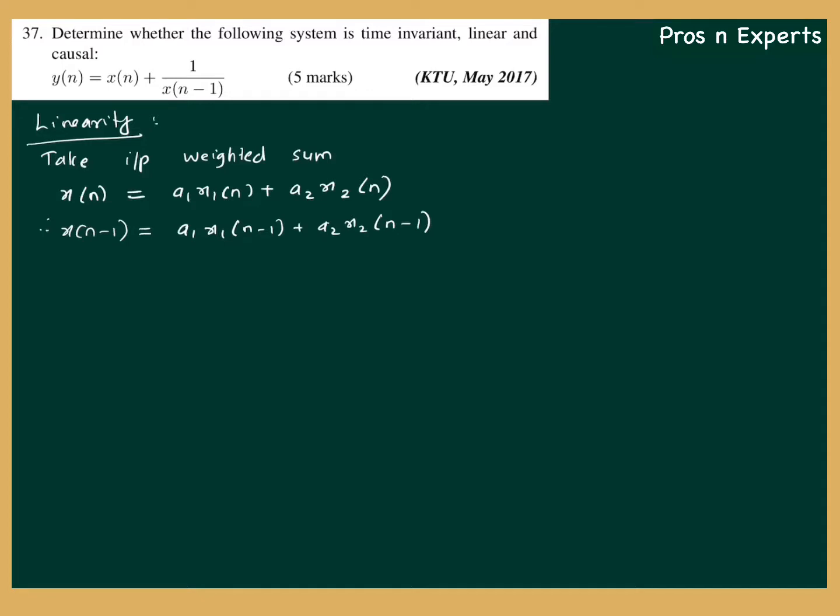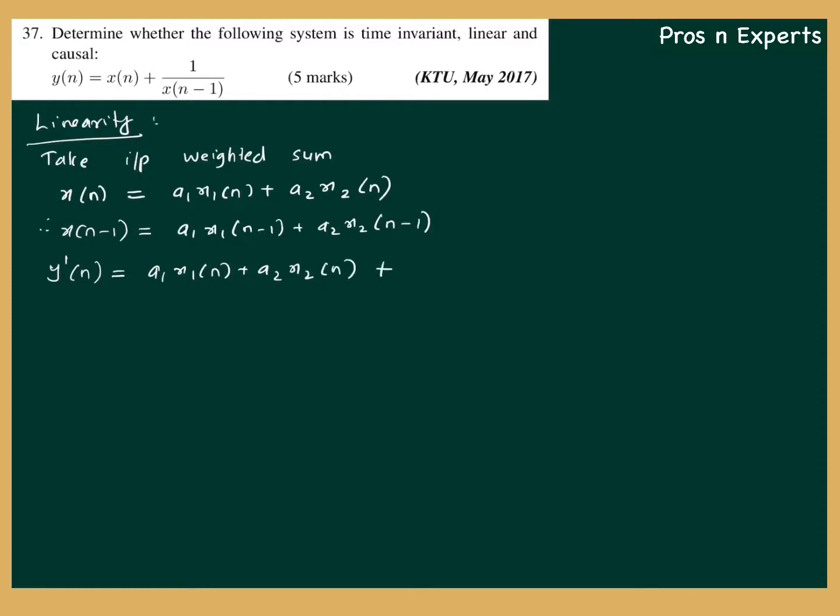Now we have taken the input as weighted mixture. So now we find the output for the weighted input. Let me take it as some y dash of n. So y dash of n is equal to, now we have x of n in the equation, but x of n is a weighted mixture as given in this equation. So let us write that equation: a1 x1 of n plus a2 x2 of n.